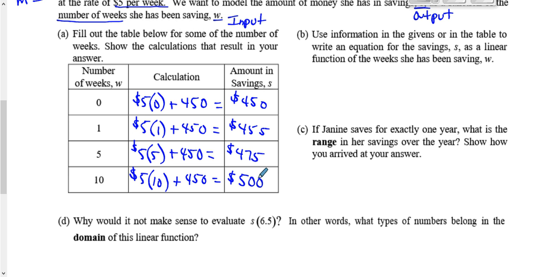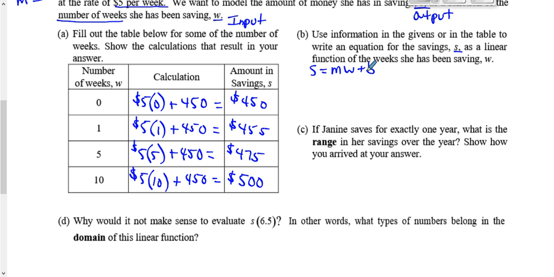So part B, use information in the givens or in the table to write an equation for savings, S, as a linear function of the week. Wouldn't it be in this form, S = mW + b, instead of y = mx + b? Just different letters. The output is S now.